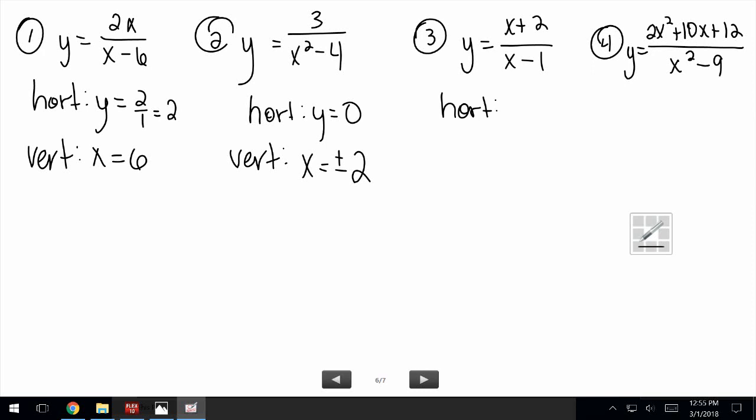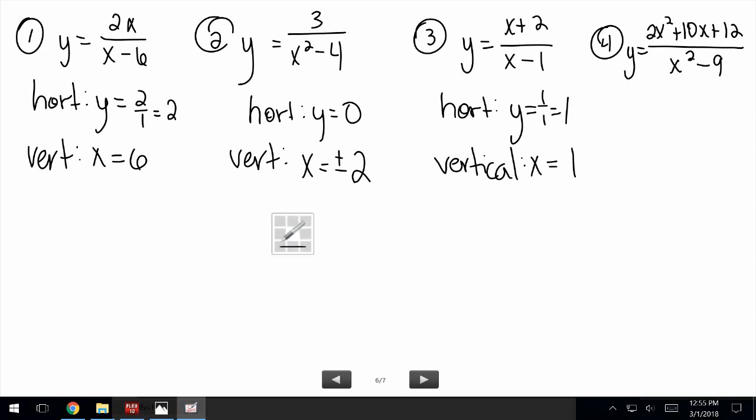All right. What about number 3? You got the same x on the top and the bottom, right? So divide the coefficients. So y equals 1 over 1, which is 1. What about vertical? Very good. X equals 1.